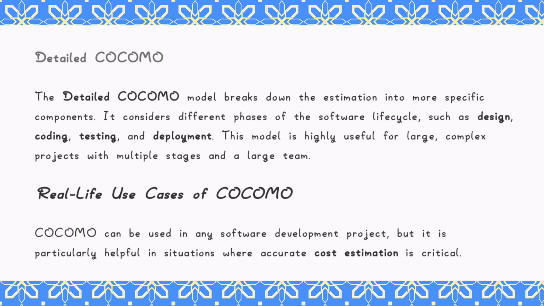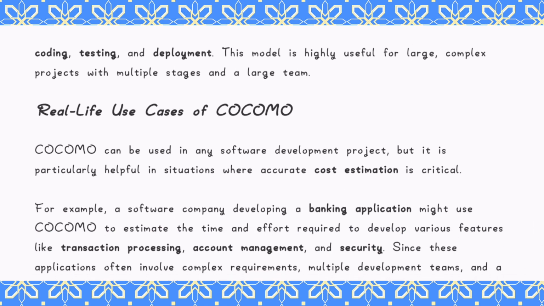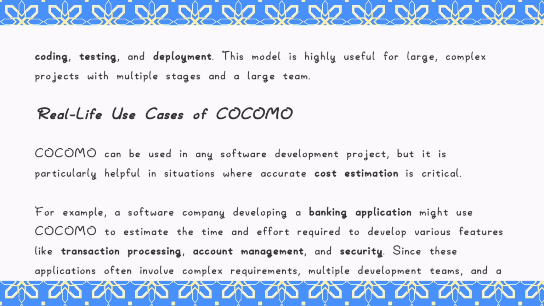Detailed COCOMO. The detailed COCOMO model breaks down the estimation into more specific components. It considers different phases of the software lifecycle, such as design, coding, testing, and deployment. This model is highly useful for large, complex projects with multiple stages and a large team.